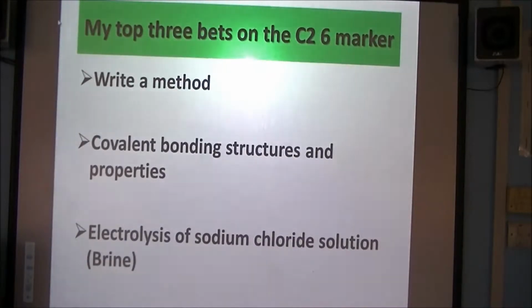This is just an educated guess. Now that I've put it down on paper, chances are it won't be any of these 3, but it'd be daft not to prepare them. So I think that our 6 marker could be a method.